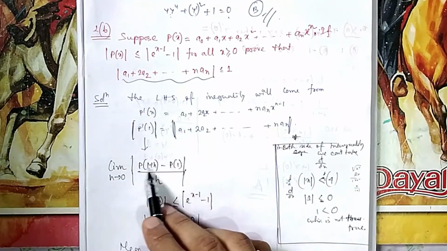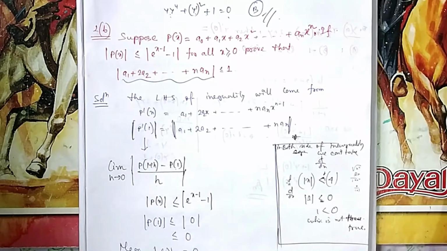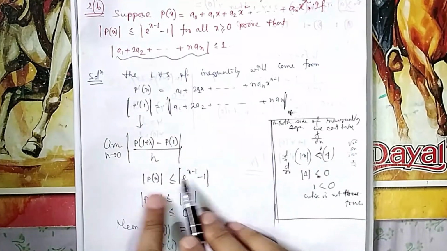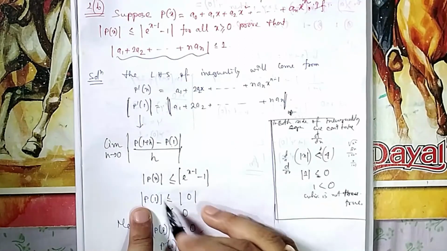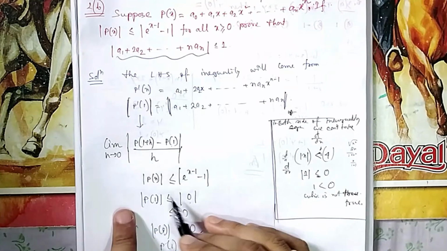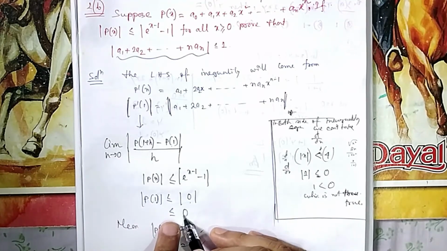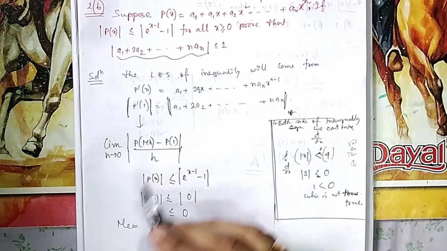Differentiation at a point a is f(a plus h) minus f(a) divided by h. So this one is the limit h tends to 0. Now this one, they have given |p(x)| is less than or equal to this. So what is p1? Let me calculate all these values. If I put it, p1 will be e to the power 0, that is 1 minus 1, 0. So mod is less than or equal to 0. So mod cannot be negative. So the only possible value is 0. That means p1 is 0. This value you have got.